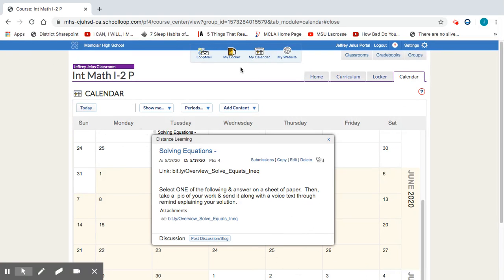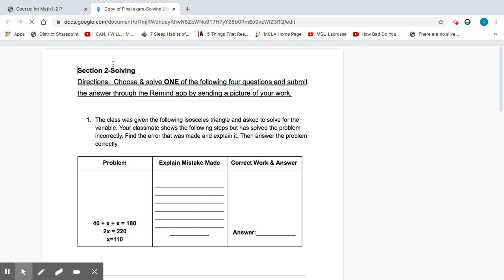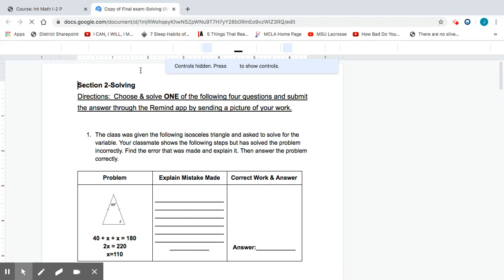All right, so today we are going to talk about solving equations. This is going to be the video that's going to explain it. So go to your School Loop and find this link. Click on the link, and it'll bring you to section 2. It should say solving equations.